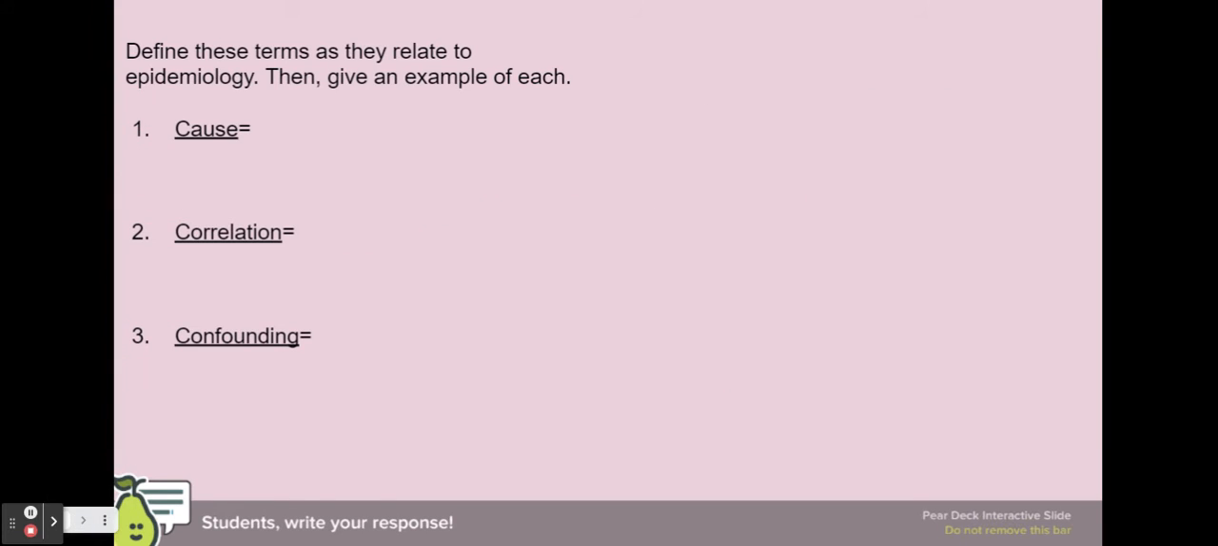So you're going to define these terms: cause, correlation, and confounding, and give an example of each of them. And those are the notes for today. So hopefully that helps to describe in a little more detail what causation is, what correlation is, and what confounding variables are.